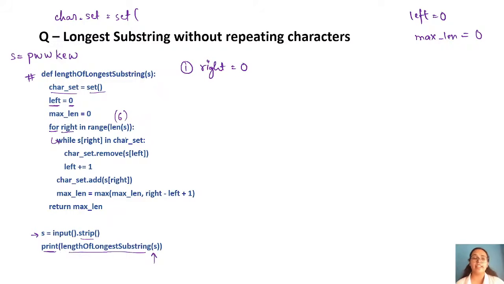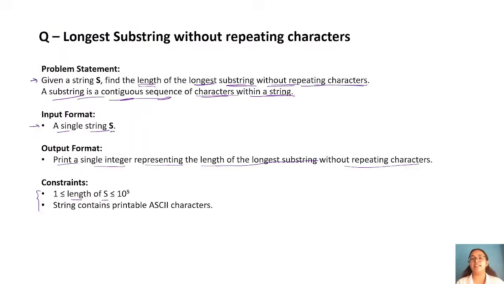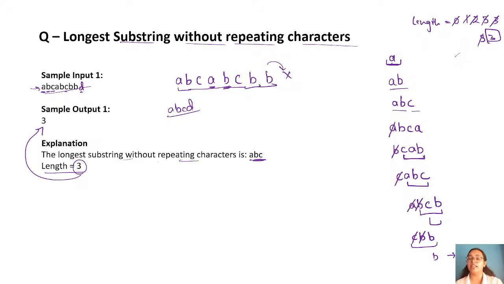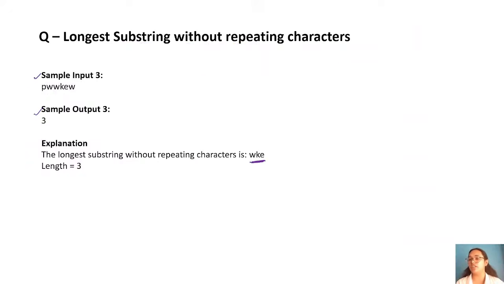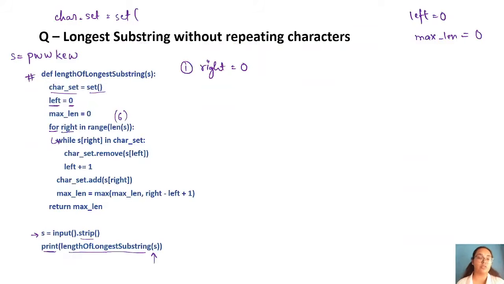While s of right in char set. This set is what I was saying is the lookup, or you can say it is kind of a window, the window we are looking at, where we were adding values like we take a, then ab, then abc, then abca. But because in a set duplicates cannot be present, we have to shrink that. So that is the same thing.